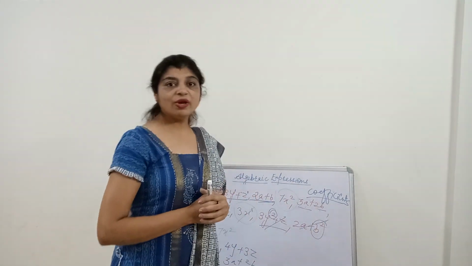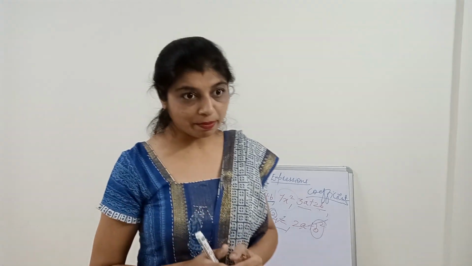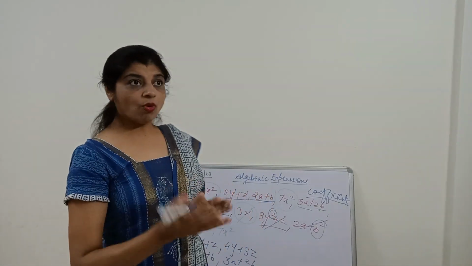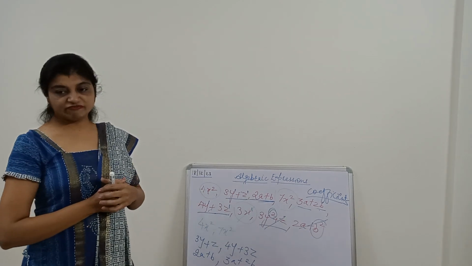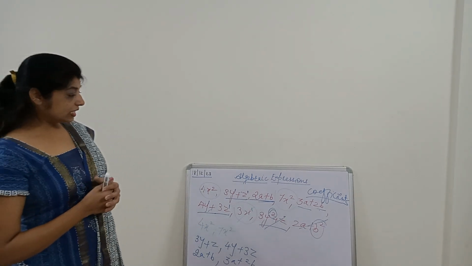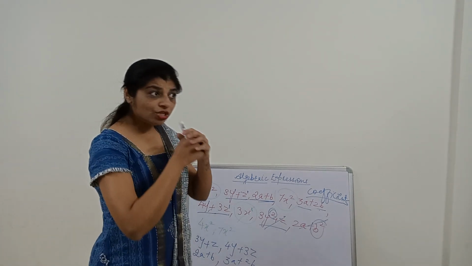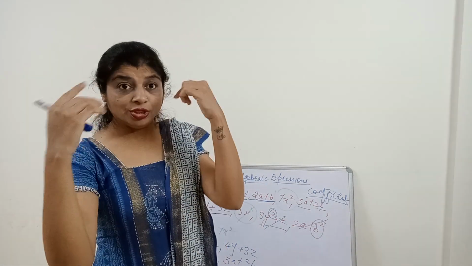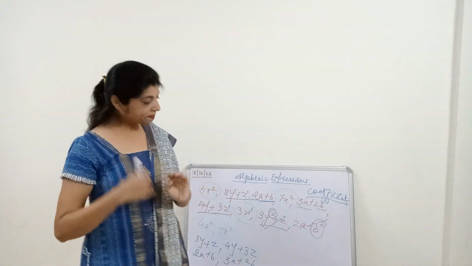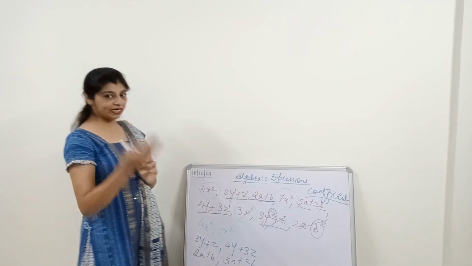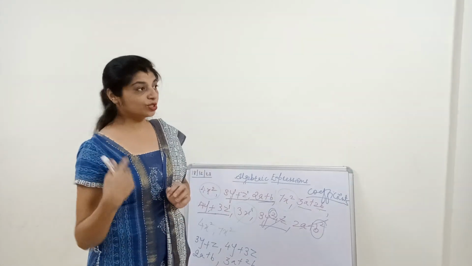Then next, coming to the coefficients. Coefficient is a number written always before the variable. It is always a constant, and no coefficient means 1. No power means 1. Then operations means your addition, subtraction, multiplication and division.